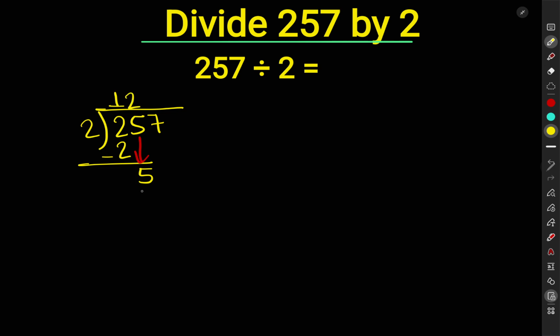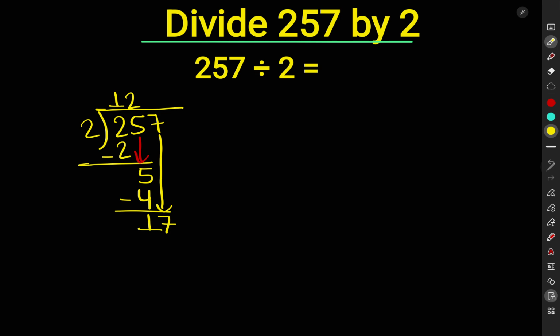So 2 times 2 means 4. On subtracting we get 1. So now this 1 is less than 2. So we put down the number beside this 7.